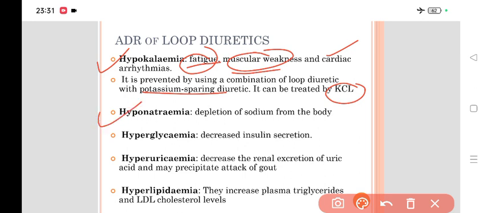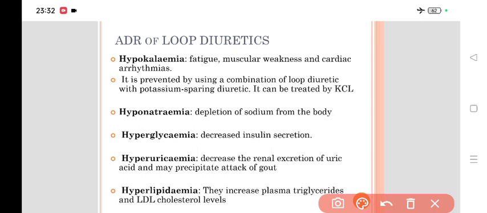Then it also causes hyponatremia, depletion of sodium from the body, hyperglycemia, hyperuricemia, and hyperlipidemia. Hyperglycemia because there is decreased insulin secretion. Hyperuricemia because there is decreased renal excretion of uric acid, and that will precipitate an attack of gout. Hyperlipidemia because they increase the plasma triglyceride and LDL cholesterol level. So these are the metabolic disorders: hyperglycemia, hyperuricemia, and hyperlipidemia.